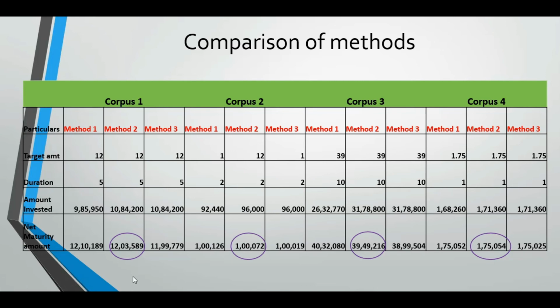So when should you use method 2? If you are sure that you would be able to deposit the required amount every month for the entire duration, you can opt for this method. Also, if you feel that interest rates will go down in future, you may like to lock in at the present rate of interest for your entire duration.